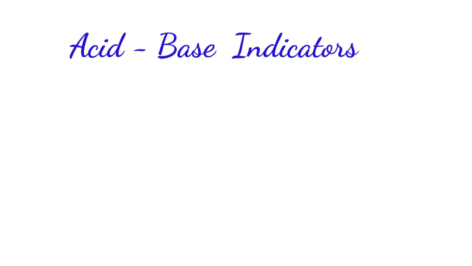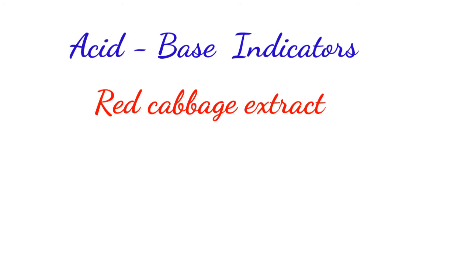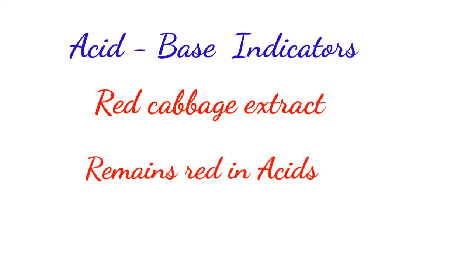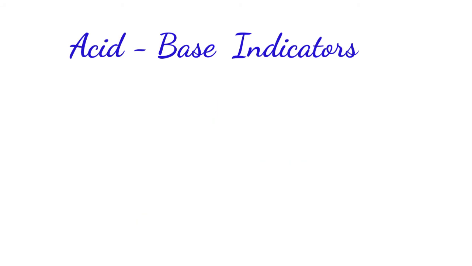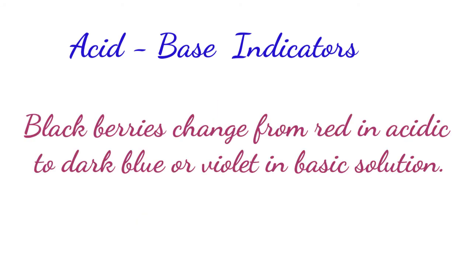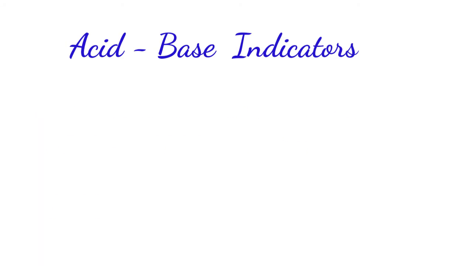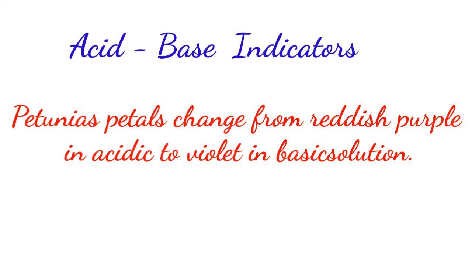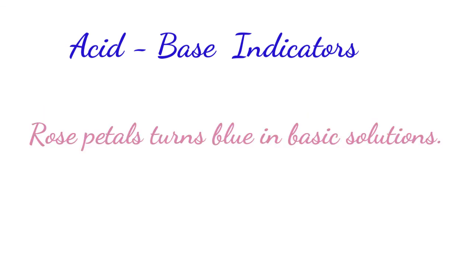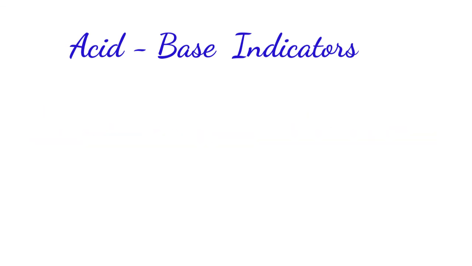The red cabbage extract obtained from red cabbage leaves is also a natural indicator. It is red in color. The red cabbage extract remains red in acidic solutions but turns green on adding to basic solutions. Blackberries change from red in acidic to dark blue or violet in basic solution. Cherries and cherry juice are bright red in acidic solution but purple to blue in basic solution. Petals of petunia flower change from reddish purple in acidic to violet in basic solution. Rose petals turn blue in basic solution. These are some natural indicators.